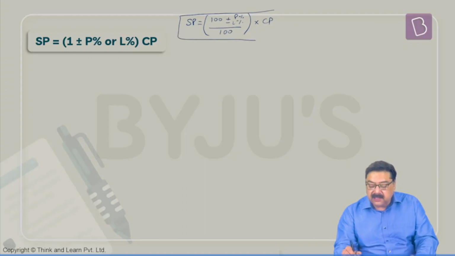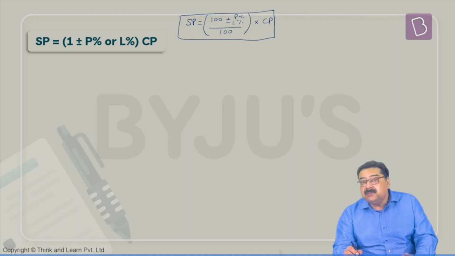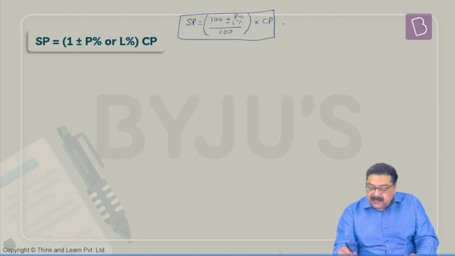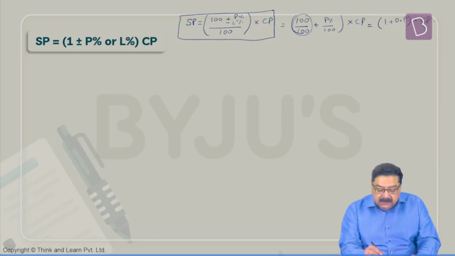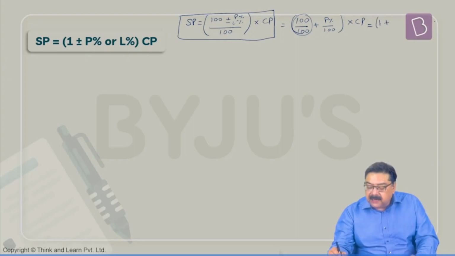Now that's what we have learned in our earlier classes. Now this 100 plus profit percent by 100, 100 minus loss percent by 100. In actual, if you open this up, this becomes 100 by 100 plus profit percent by 100 into CP. Let us take the case of profit. So this shall be written as 100 by 100 is 1, and because it is profit percent, so this shall become P by 100 into CP. So kindly remember this. Now 100 by 100 is 1 and profit percent here shall be taken as P percent by 100 into the cost price.